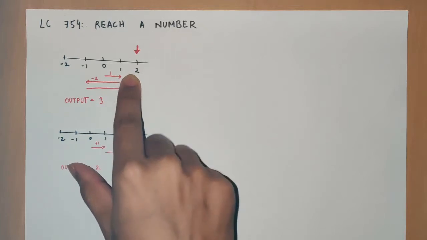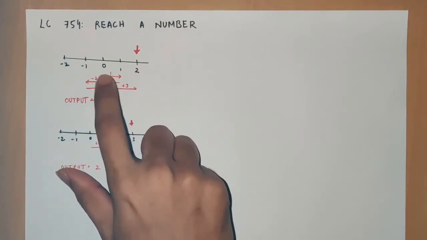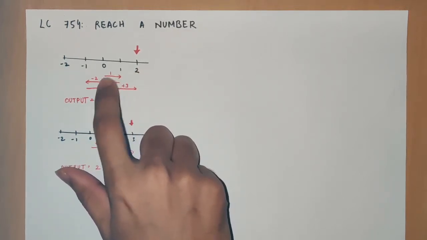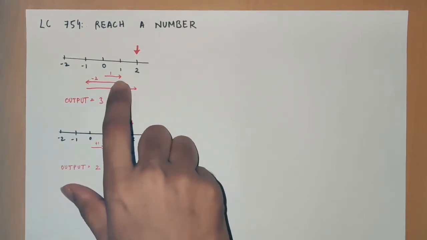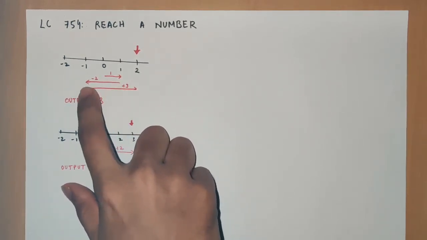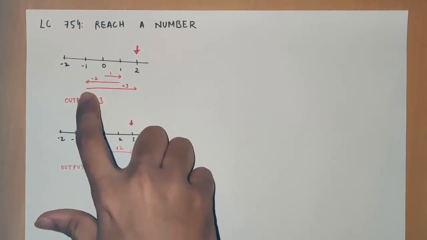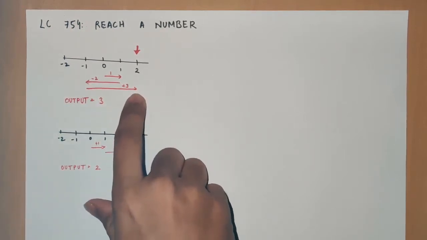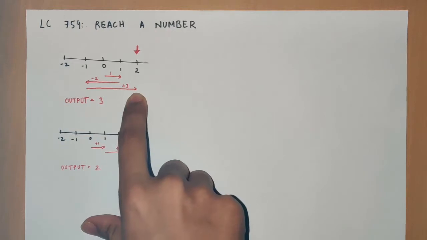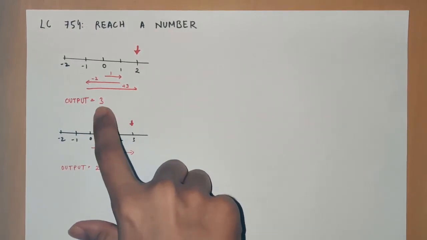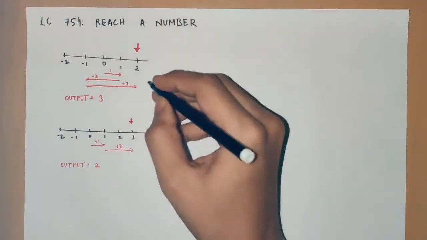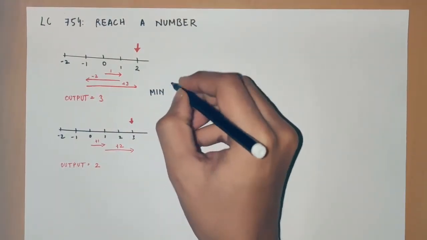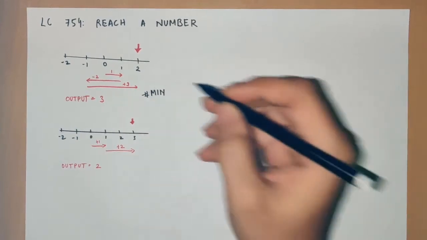Suppose the target is 2 and we need to take some steps. During the first move we take one step. During the second move we take 2 steps back, and during the third move we take 3 steps forward. That is how we reached position 2. If we are able to reach position 2, then we return the value. Also, we need to find the minimum number of moves. It is a minimization problem.